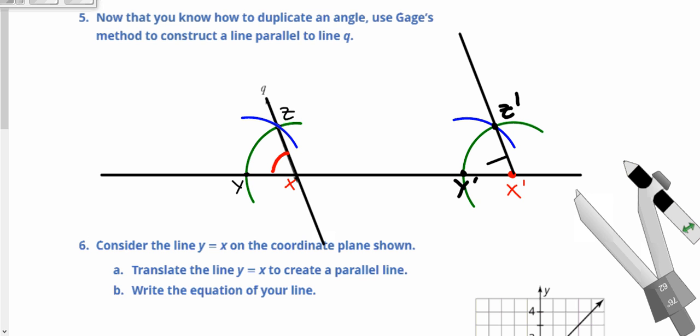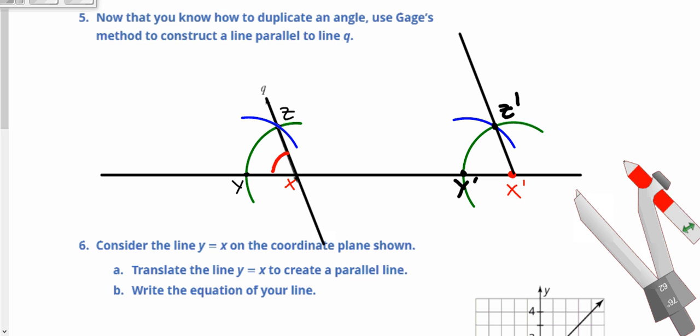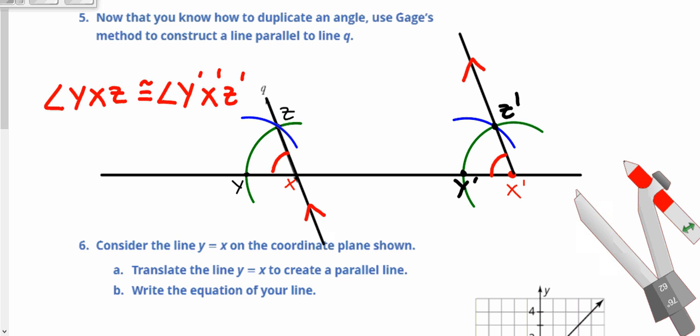So this angle here is congruent to that angle. So I can say that angle YXZ is congruent to angle Y prime, X prime, Z prime. And because I have congruent angles, I can state that this is parallel to this. And I have just constructed parallel lines. So with one construction, you've duplicated an angle and you've constructed parallel lines. All right, and that is it for the notes today.